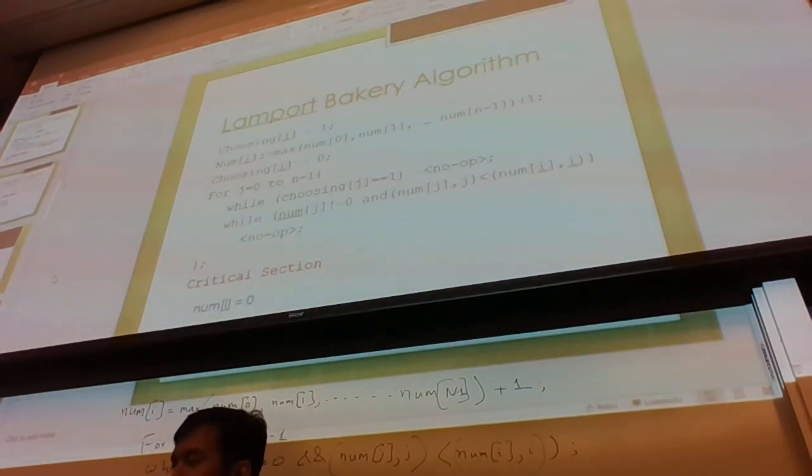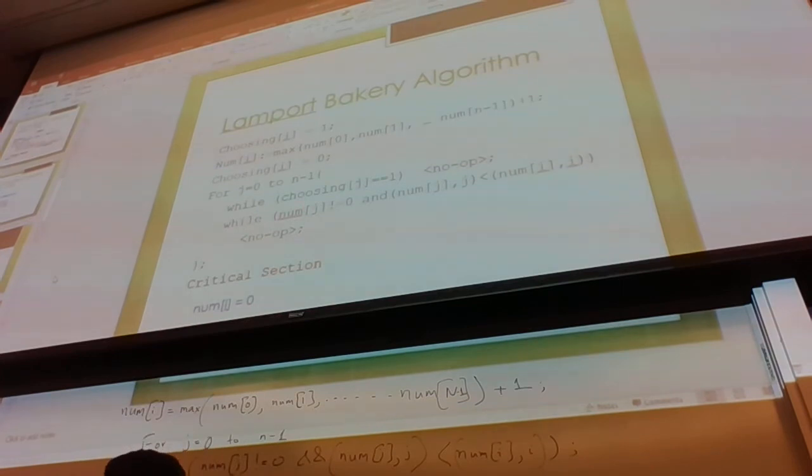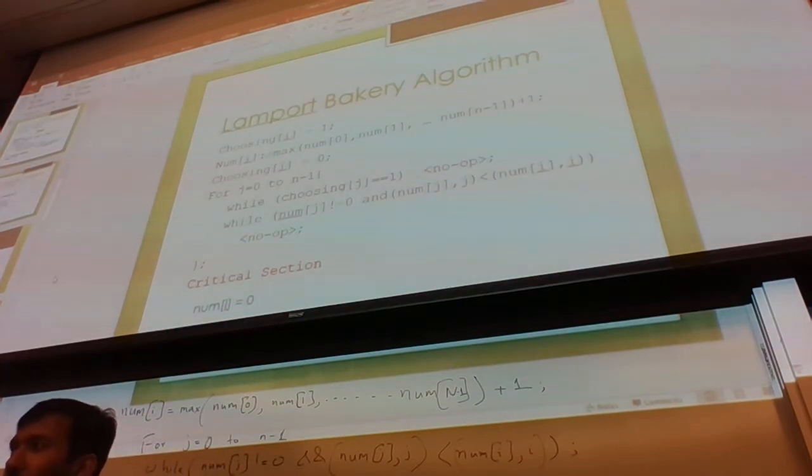Right, the jth process. So if num j is not equal to 0, which means that you have a token, then what does i do? i checks this condition: num j comma j is less than num i comma i. Which means that if j's token number is less, then this particular process will wait for j to finish.